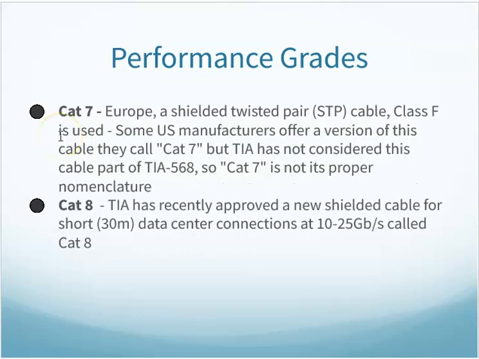Category 7, they say here, was kind of a Europe thing, not too widely adopted here in the US, but this was actually a shielded twisted pair version. What we do see sometimes is category 8, especially in data centers where they're not using fiber optic links. You might see category 8 connecting short distances, again, 10 to 25, even 40 gig, but short distances.